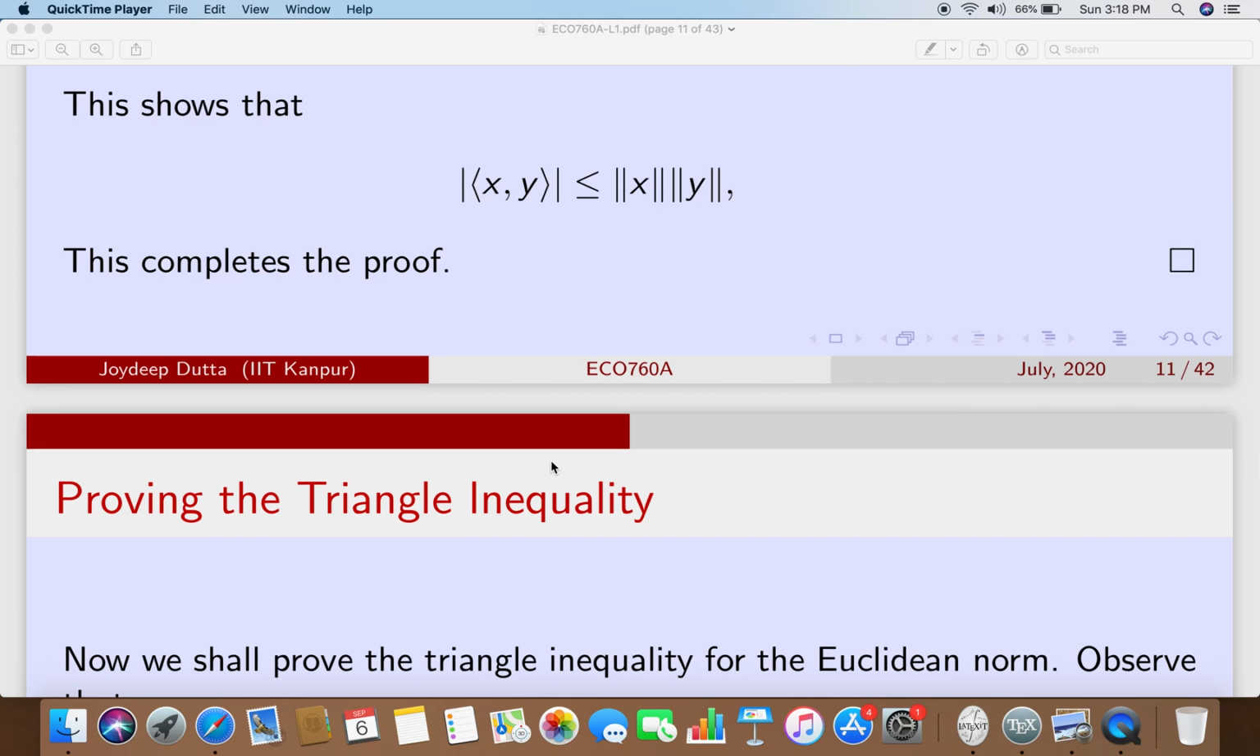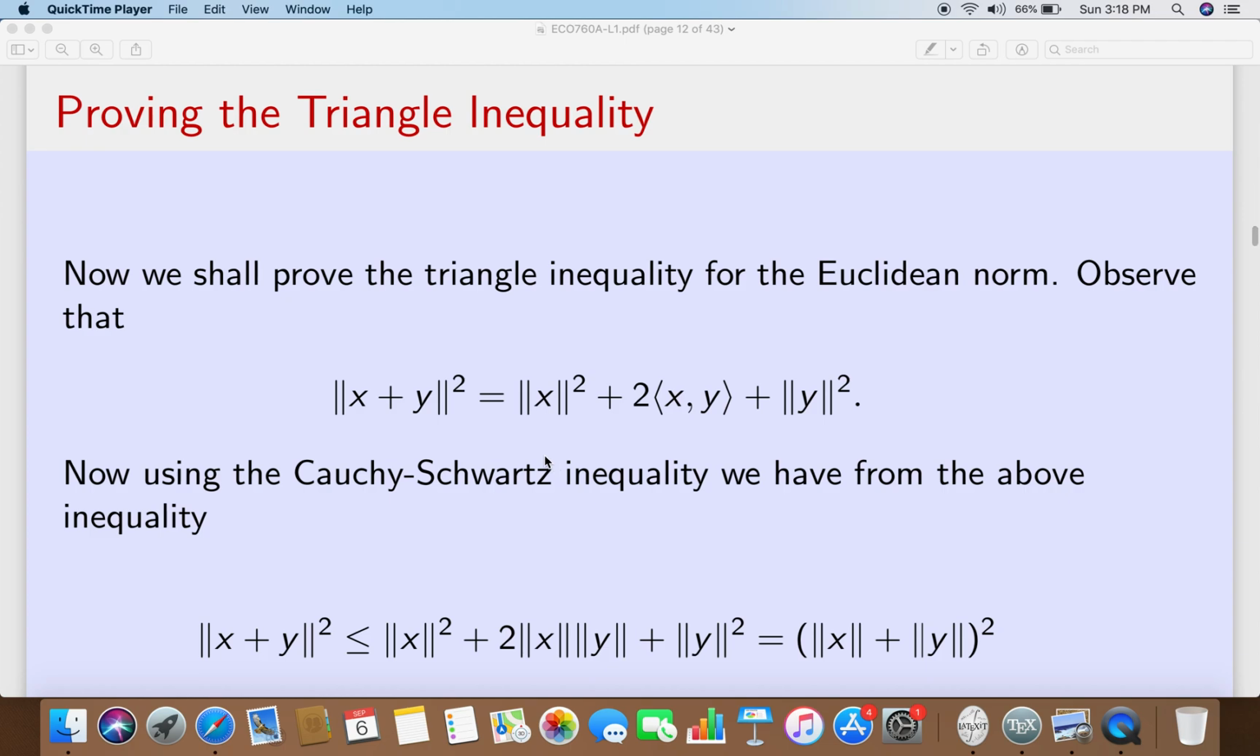Now let us see how I can prove the triangle inequality by applying the Cauchy-Schwartz inequality. If you take the norm of x plus y whole squared, so you take the vector x plus y, take its norm and square it, this is nothing but the inner product of x plus y with x plus y. And again applying the rules of inner product, I'll get this expression. It looks as if I have done a plus b whole square, a square plus 2ab plus b square, where ab actually means the inner product here as a multiplication.